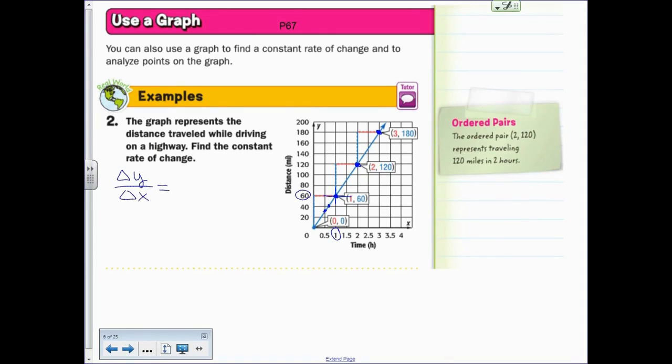So I want to go, what is the distance between 120 and 60? I want to do 120 minus 60. I want to do the same thing with the X's. What is 2 minus 1? And what I come up with is 60 over 1, or 60 miles per hour. This is our constant rate of change.